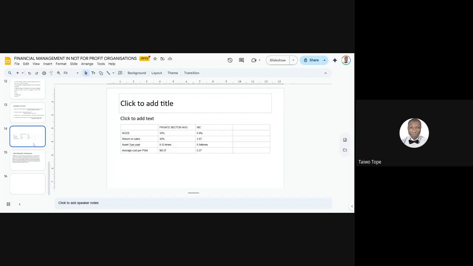Then looking at the asset turnover, what can you say about the asset turnover? You can see the private sector is 0.33 times and IBC is 0.54 times. What can you say about that? All right, let me just say what I have to say because of time. Asset turnover is higher for IBC. For the private sector, we can see it to be 0.33 times, but for IBC it is 0.54 times.